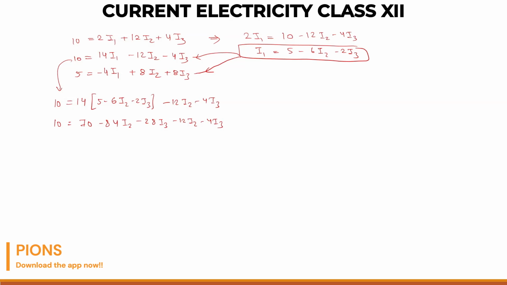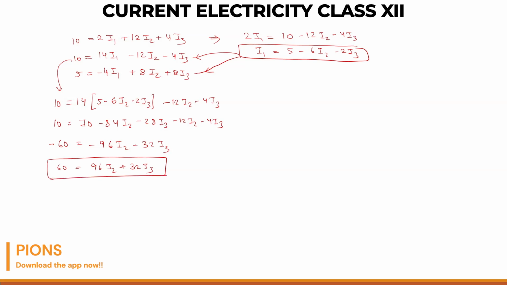Now let's simplify further. Let's take this 70 on the other side. It will be minus 60, and I2 is how much here? 12, and here it is 84. So it will be 96, minus 96 I2, and I3, minus 32 I3, correct? All are negative. Let's remove all the negative signs to make it simple. And wait a minute, this is our I3. So this will become 96 I2 plus 32 I3, and here it is 60. This is one of the simplified equations once we substitute I1.